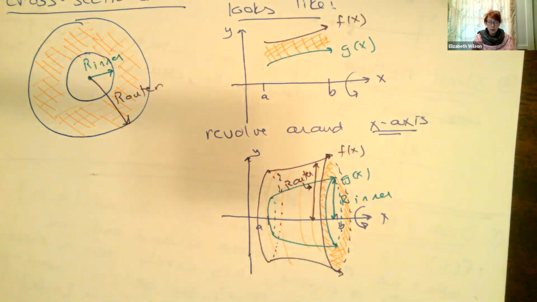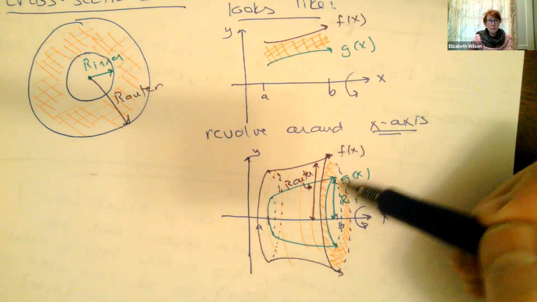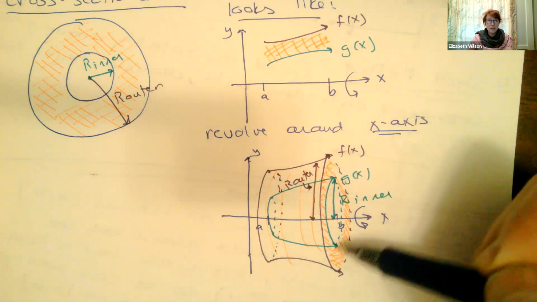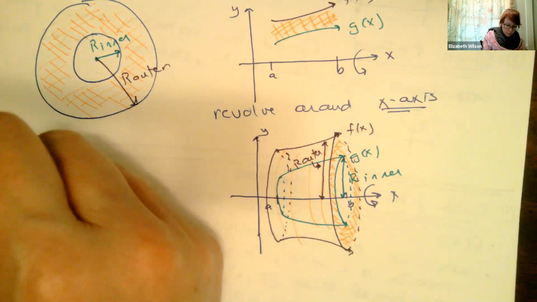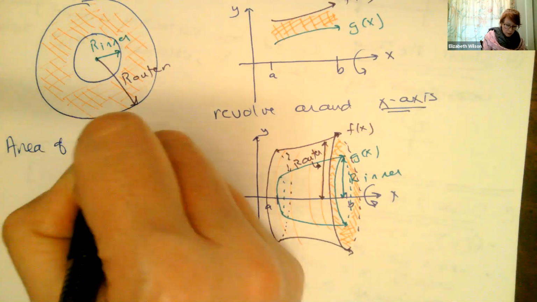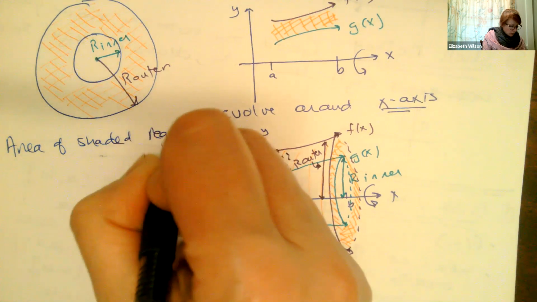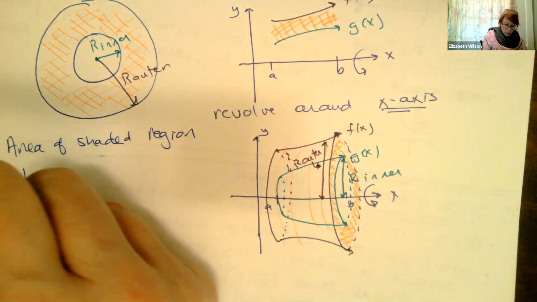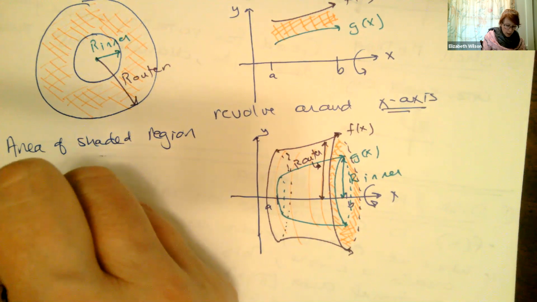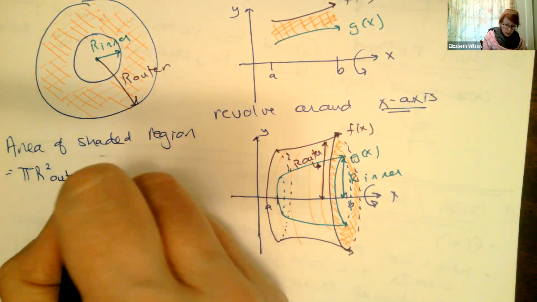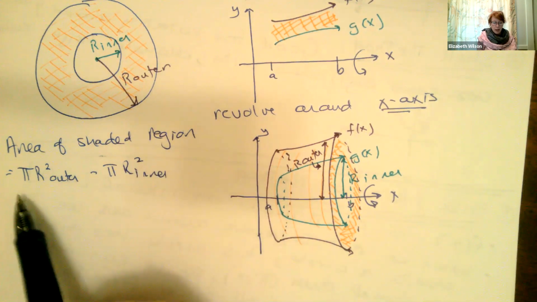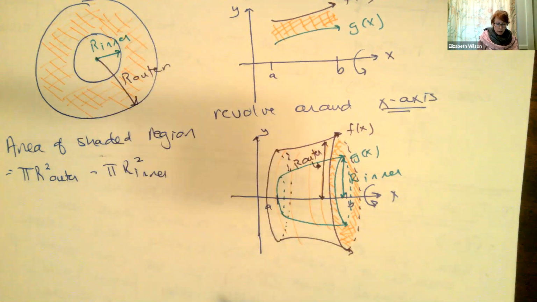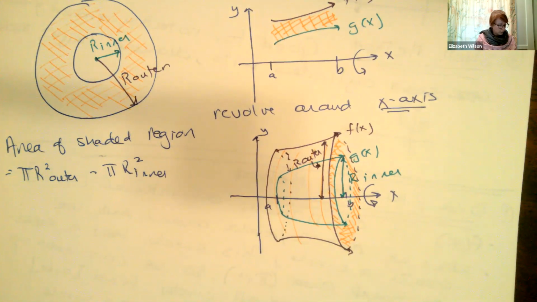So we need a way to represent the cross-sectional area, just the shaded region. So the area of our shaded region is going to be, it's a circle. So pi r outer squared minus pi r inner squared. This is the area of the outer circle, which would be a whole solid circle, minus the area of our inner circle, which creates just that area of that washer, that donut.